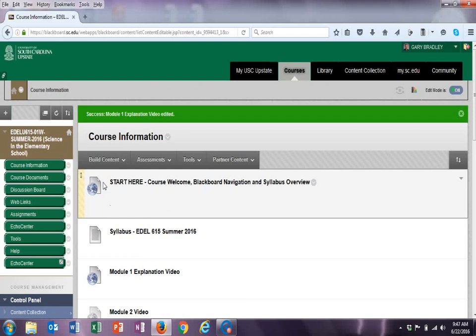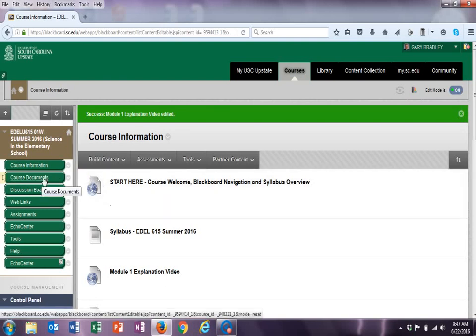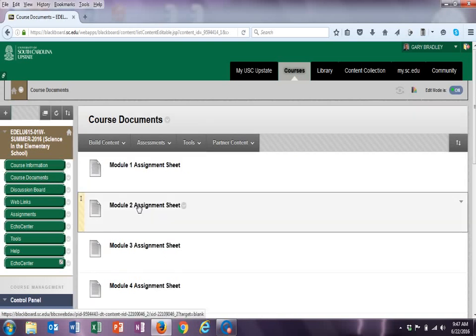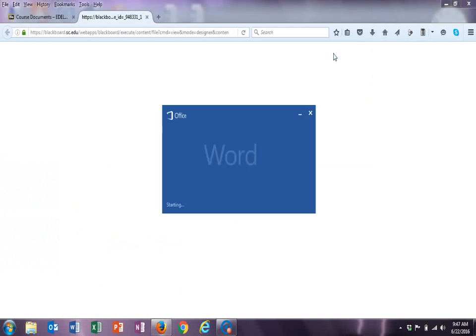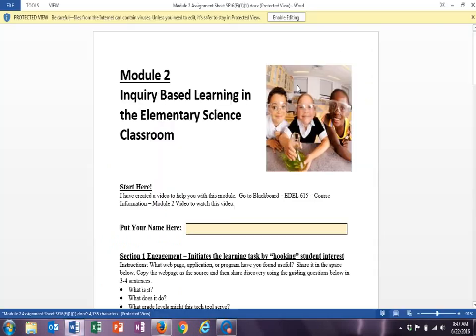I want to talk with you about module number 2. Module number 2 is located in Blackboard. If you go over to Course Documents, click on Course Documents, you will see module number 2 assignment sheet pop up. And when it downloads, you can click on it. Mine has enable editing.